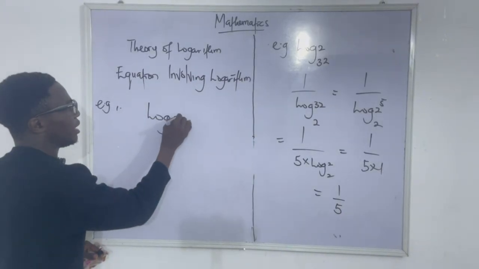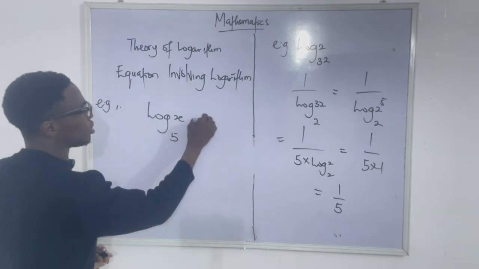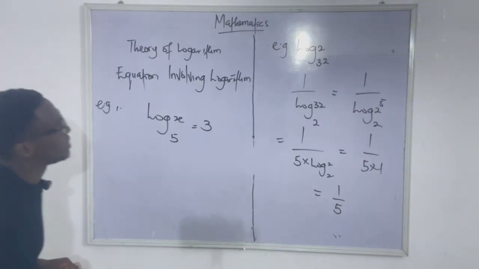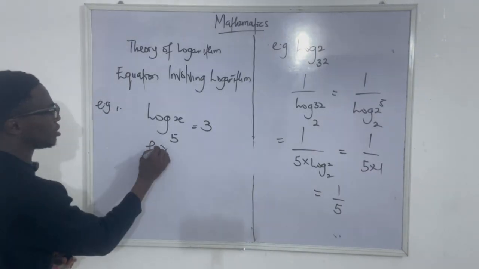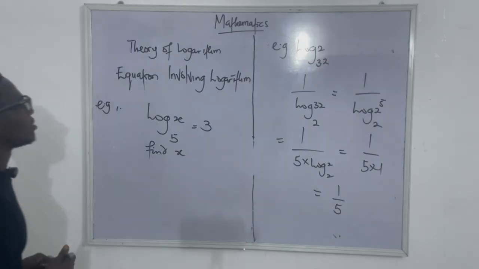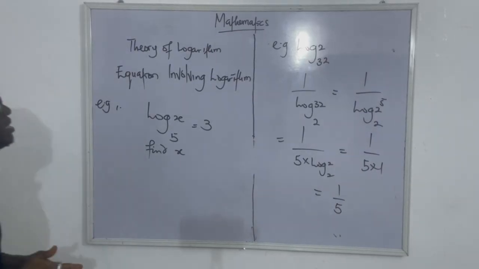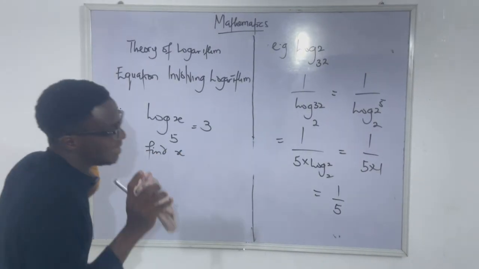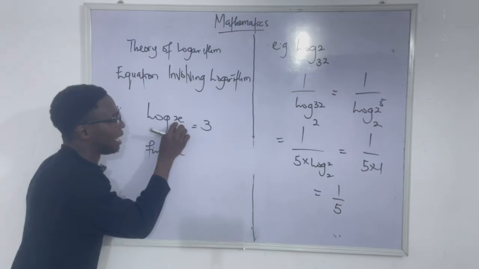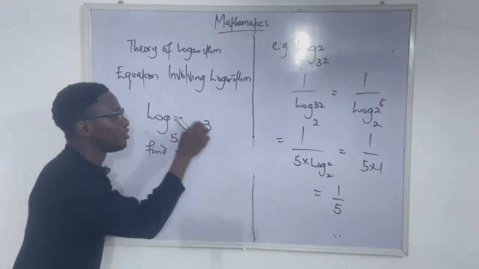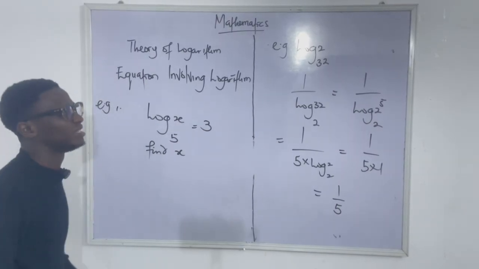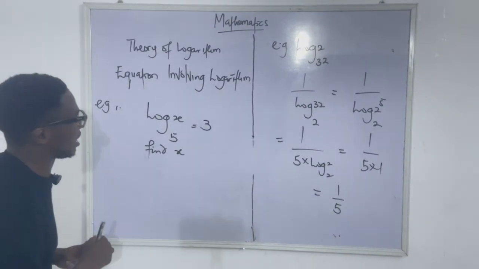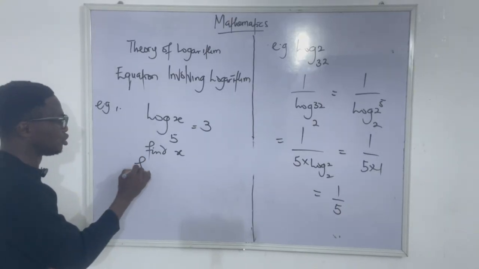So now, for example, let's say example 1. Let's say log x base 5 equals to 3. Now, you are told to find x in this equation. What the question is asking is, what number are you going to put to the base of 5 that will give you 3? Now, it's simple and it's not.